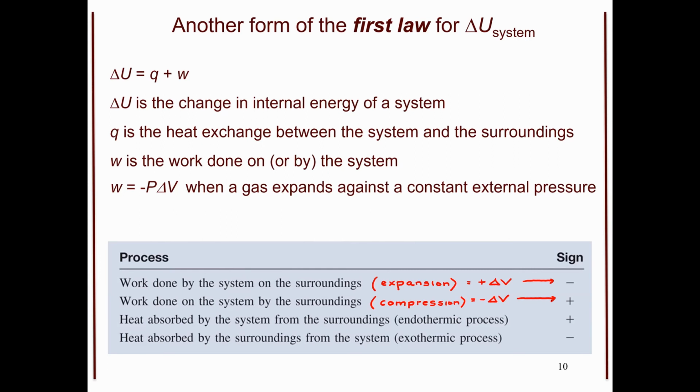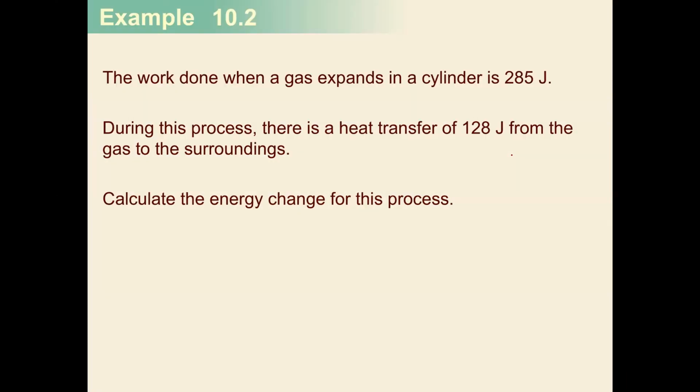So now what we're going to do is do a few examples to look at this math, and it is going to be the most difficult, easy math that we probably do in this chapter. So let's look at example 10.2. The work done when a gas expands in a cylinder is 285 joules. During this process, there is a heat transfer of 128 joules from the gas to the surroundings. Calculate the energy change for this process.